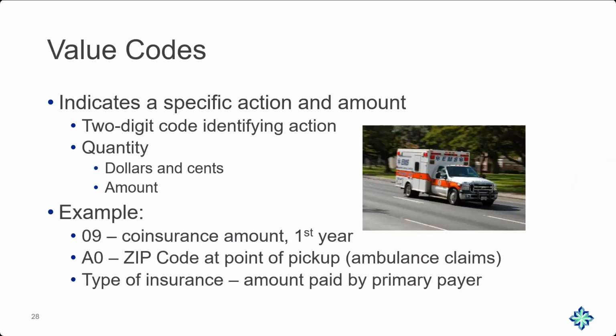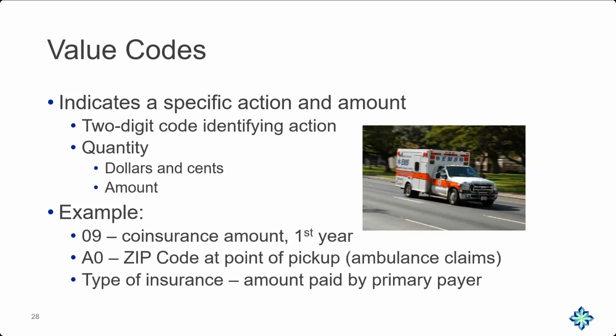Value codes indicate a specific action, and they have an amount associated with them. It's also a 2-digit code identifying the action and a quantity or an amount or dollars and cents. Some examples of value codes are the 09 for the coinsurance amount that's applied to the claim, an A0, which is used by ambulances, and that indicates the zip code for the point of pickup.